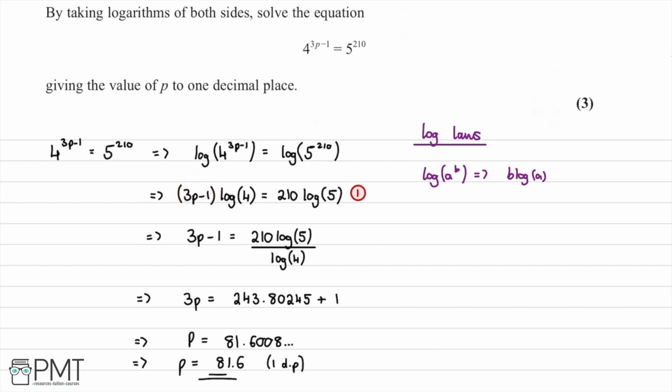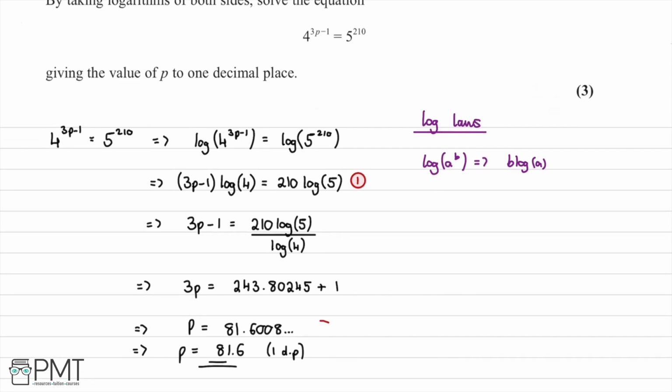We then receive our second mark for having an equation in terms of p and knowing how to carry it out. So we'll give ourselves this mark at this stage here, and then we receive the third and final mark for concluding with the correct answer of p is equal to 81.6, and we remember to round to one decimal place.